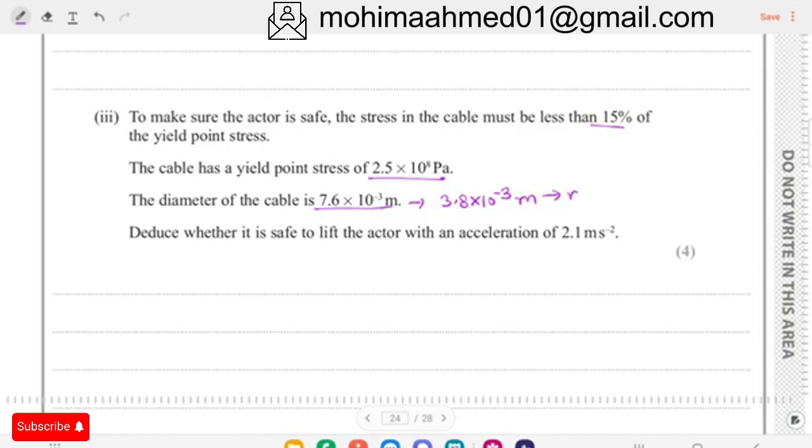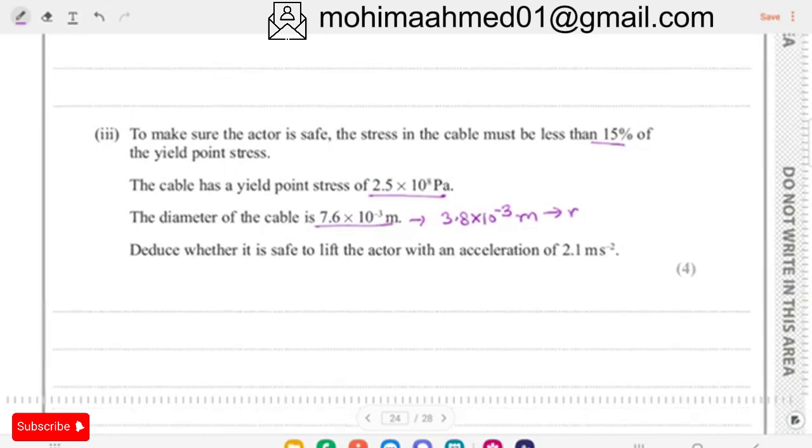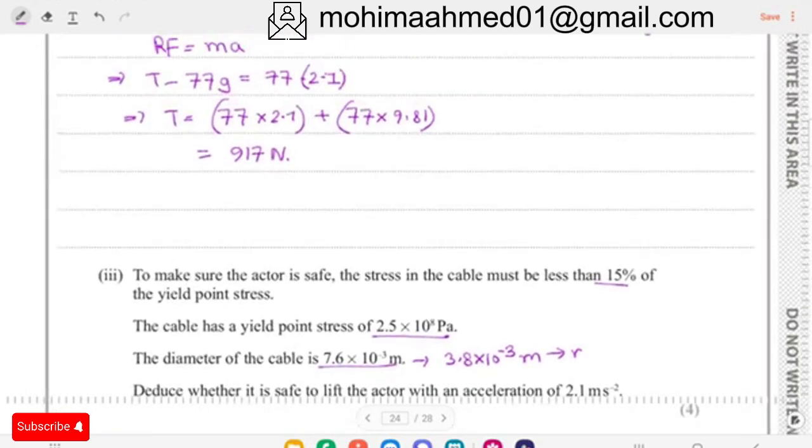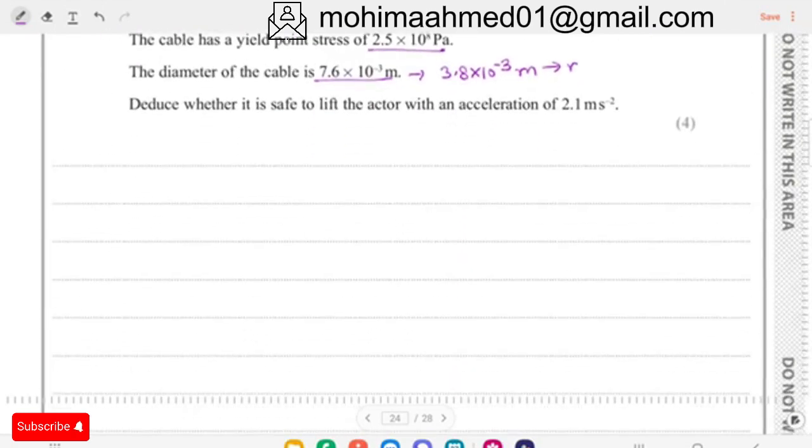We need to determine whether it is safe to lift the actor with an acceleration of 2.1 or not. In order to identify that, we first have to find out whether the stress is less than 15% of that yield point stress. For that stress, we need the force. At 2.1, the tension force was 917 newtons. As we're only talking about the cable, we deal with the 917 newton tension force in the cable, not the weight of the actor.